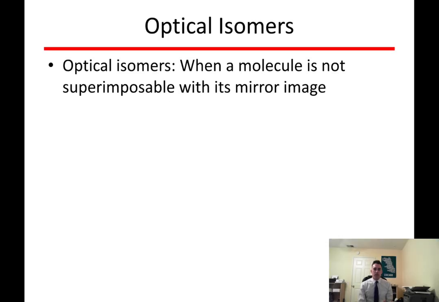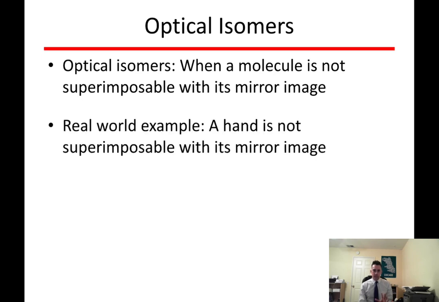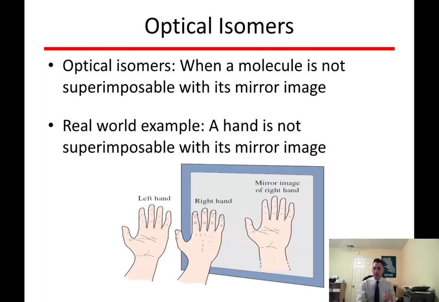Optical isomers are molecules that are non-superimposable with their mirror image. Now, I recognize that that's kind of an abstract thing, so let's think about a real-world example first of all, because there are a lot of real-world cases of things that are non-superimposable with their mirror image. A real-world example would be our hands. The right hand and the left hand are mirror images of one another, and these are non-superimposable with one another.